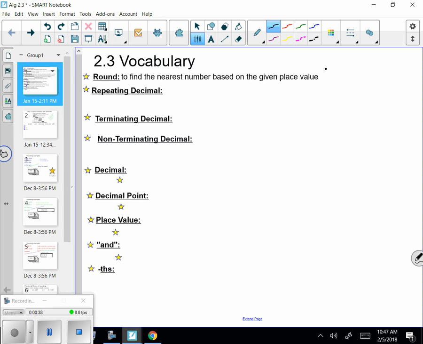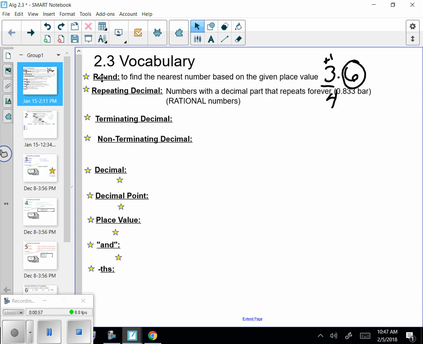If I have 3.6 and I want to round to the nearest whole number, we will look at the number after and determine: 5 or bigger, round up, giving us 4 for the nearest whole number rounding.